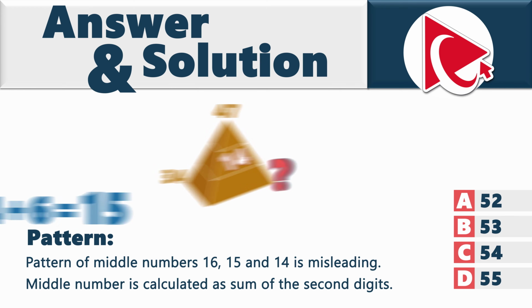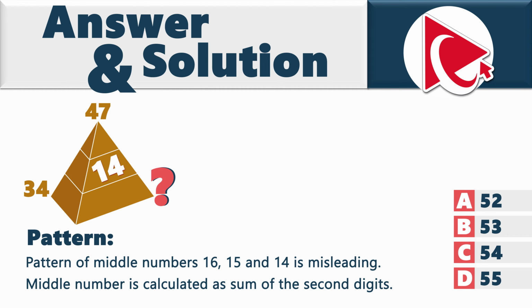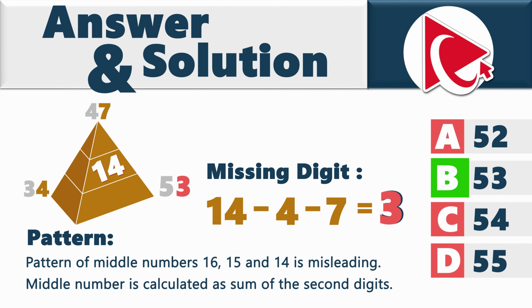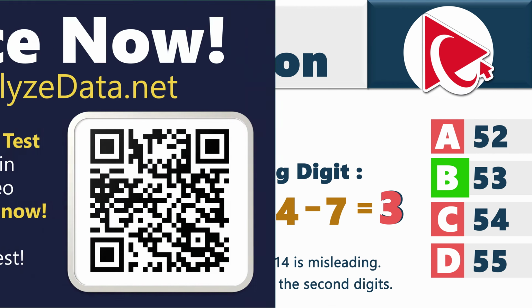So for the missing number, we need to build a quick equation. Because we know the final number 14 and 2 of the numbers used in the calculations, 4 and 7, we can build a quick equation. 14 minus 4 minus 7 equals 3. So the calculated digit here is 3, and the missing number is choice B, 53.